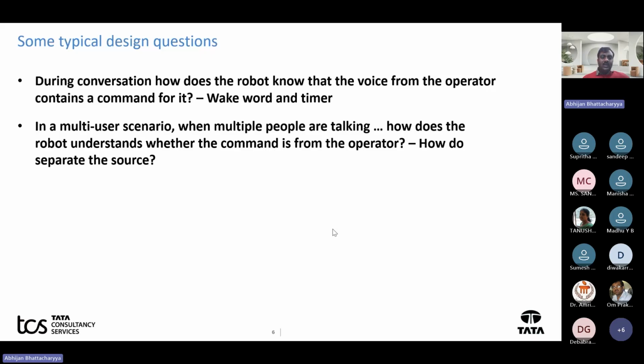These are the design questions. One is that during the conversation, how does the robot know that the voice from the operator contains a command for it? We solve this using a wake word, which is very conventional, and also a timeout to identify when the command finishes, and whether a command is coming at all or the person is just using the wake word and then going silent. We need to preserve resources accordingly, so that we do not fall into an endless loop of listening for the command. And in a multi-user scenario, when multiple people are talking, how does the robot understand whether the command is from the operator? How do we separate the sources?